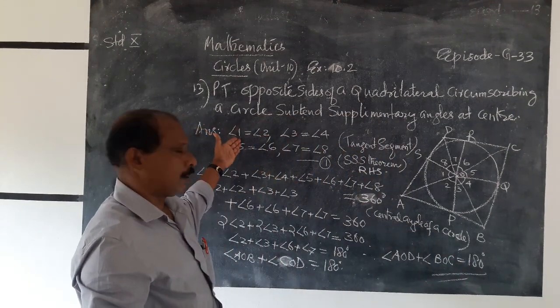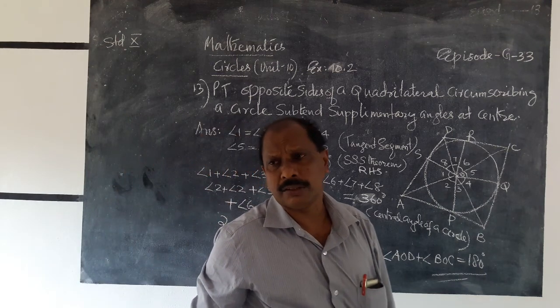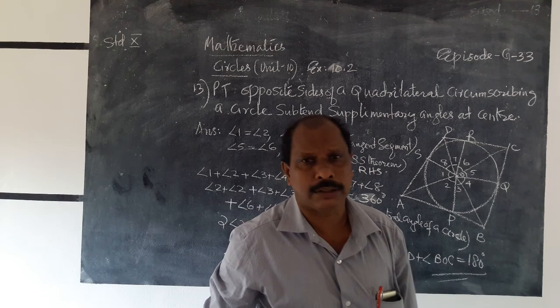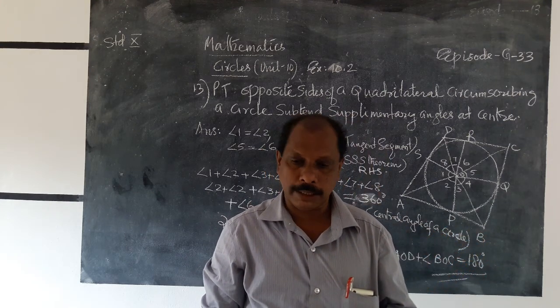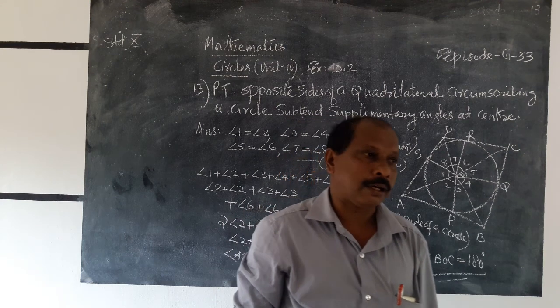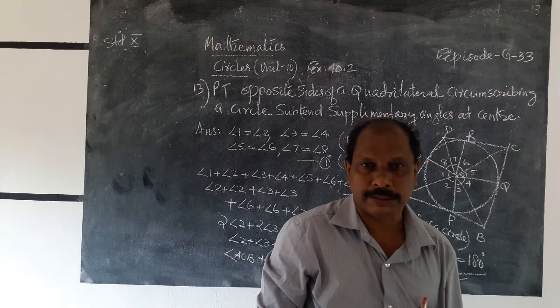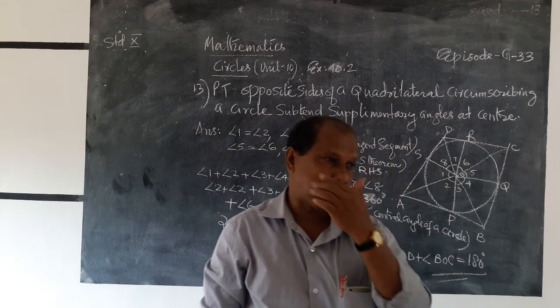That is equation number 1. Then we know that the sum of the central angles of a circle is 360 degrees. That means angle 1 plus angle 2 plus angle 3 plus angle 4 plus 5 plus 6 plus 7 plus 8 is equal to 360 degrees.